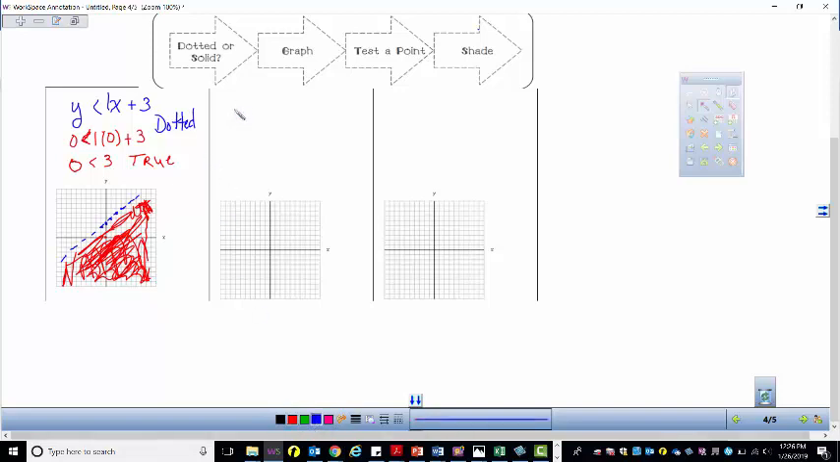Okay, so let's try another one. Let's try y is greater than or equal to negative 1/2 x minus 4. So first thing we have to ask ourselves, is it dotted or solid? Well, it's greater than or equal to. Because it has an equal to, it's going to be a solid line.